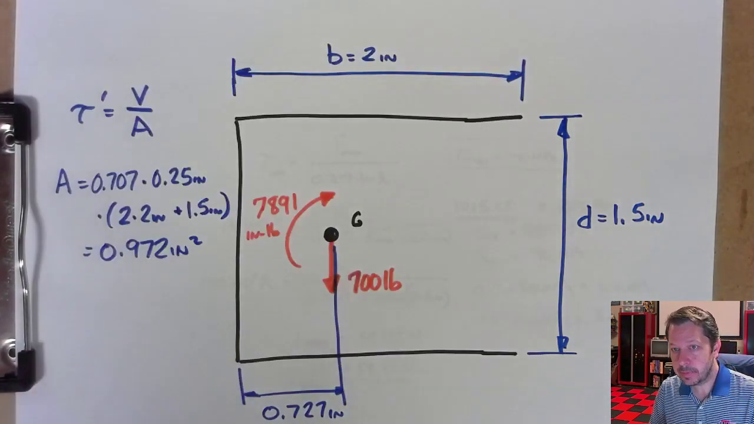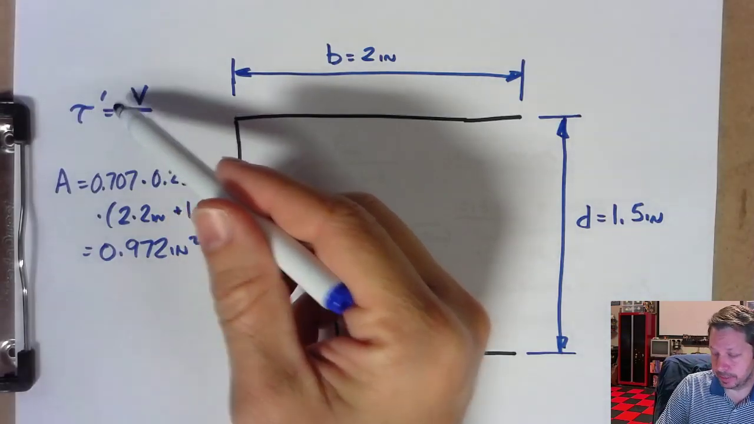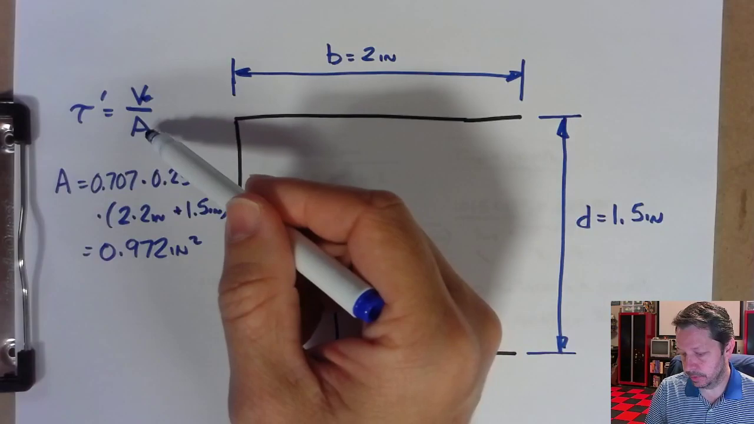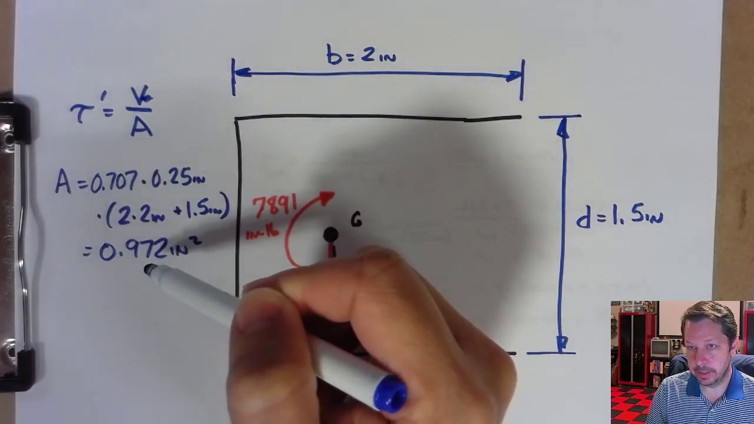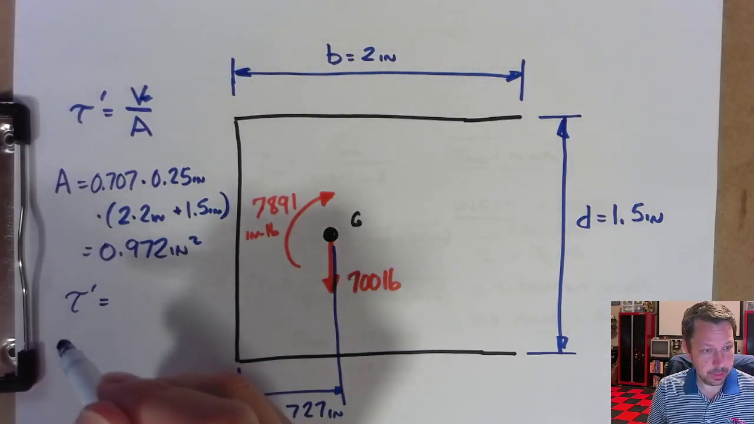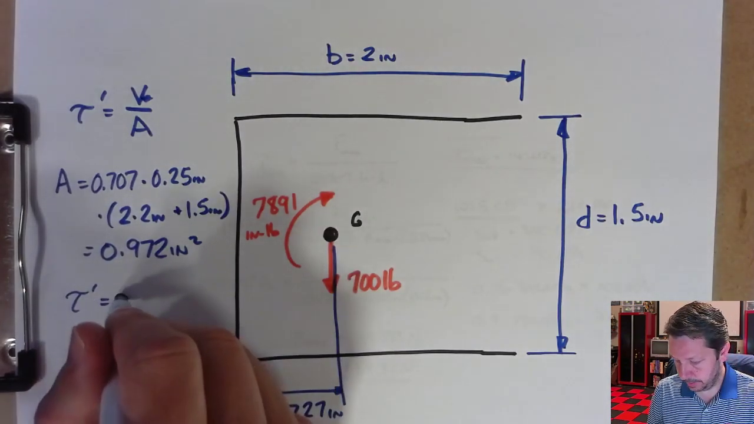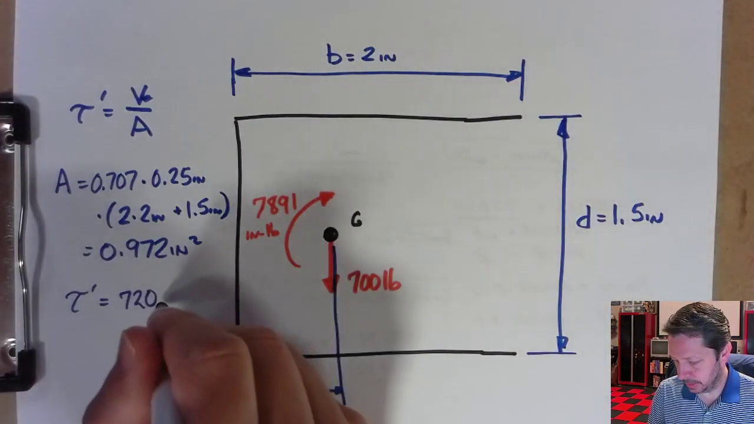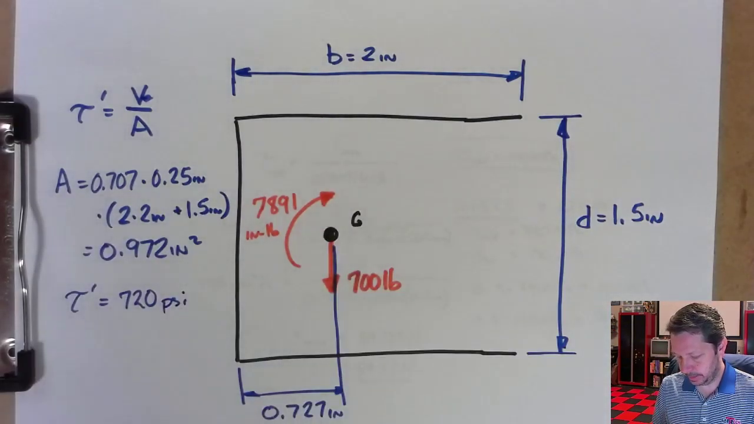And primary shear stress is the shear force, which is 700 pounds, over the area, which we just found. So it turns out that primary shear stress is equal to 720. There are some decimals, but I'm just going to leave it at 720 psi.